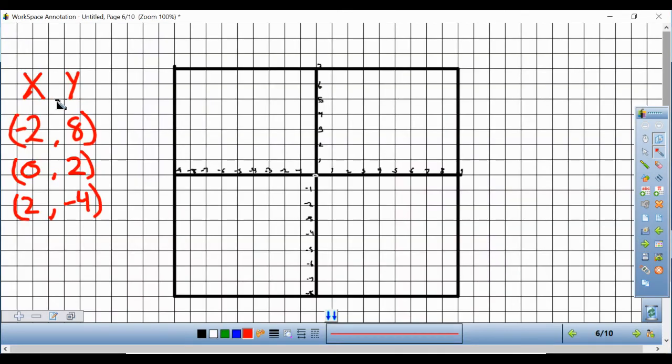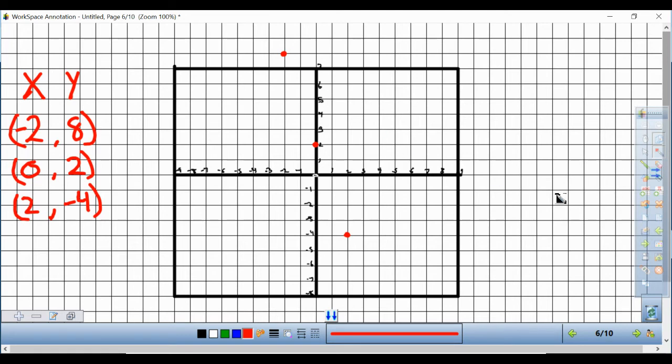So here are our points. Our first point that we had is negative 2, 8. So here we go over to negative 2 and then up to the 8. 8's out of our coordinate plane, so I'll put the dot right there. I guess that's where it would be. 0, 2, I don't go over left or right at all, but I go up 2. And 2, negative 4, go over to the positive 2, and then down 4. Remember, we always go side to side before we go up and down.